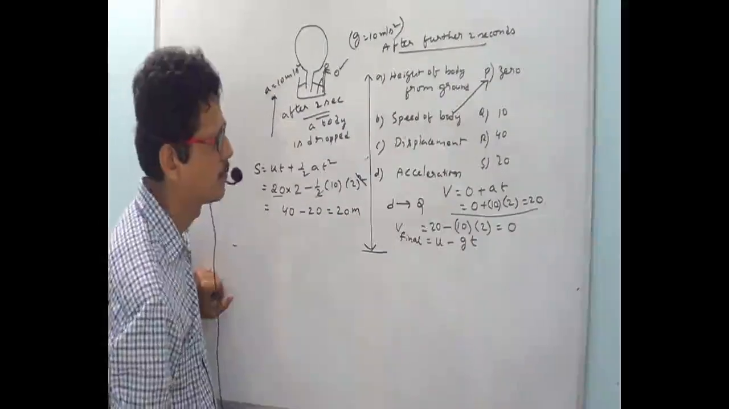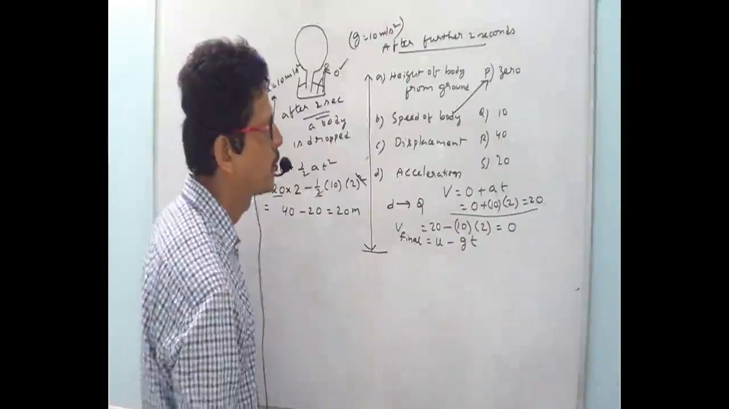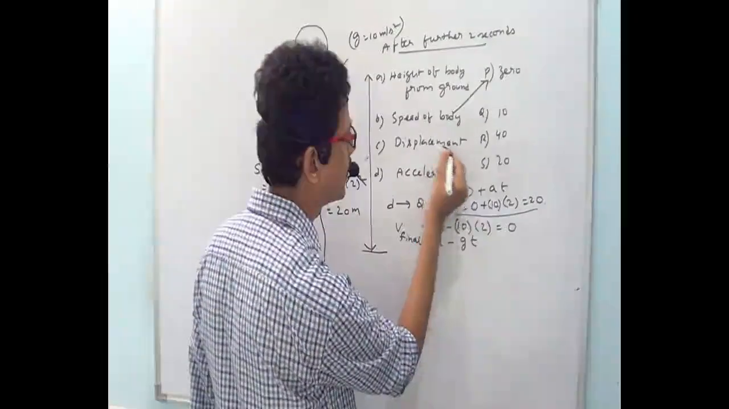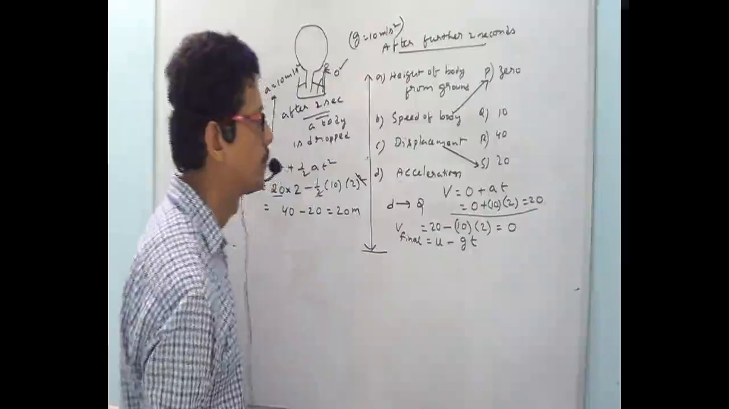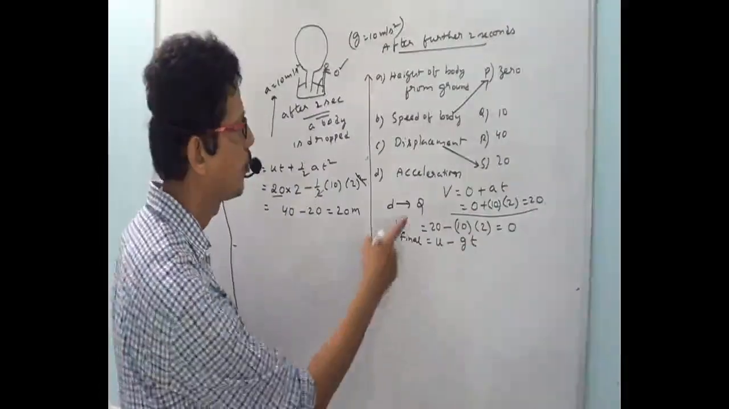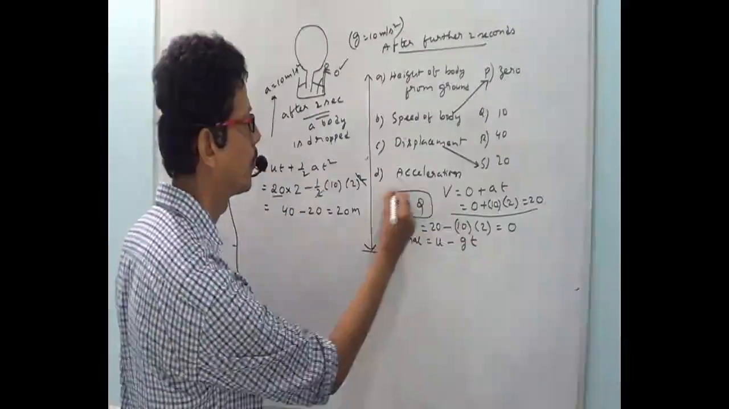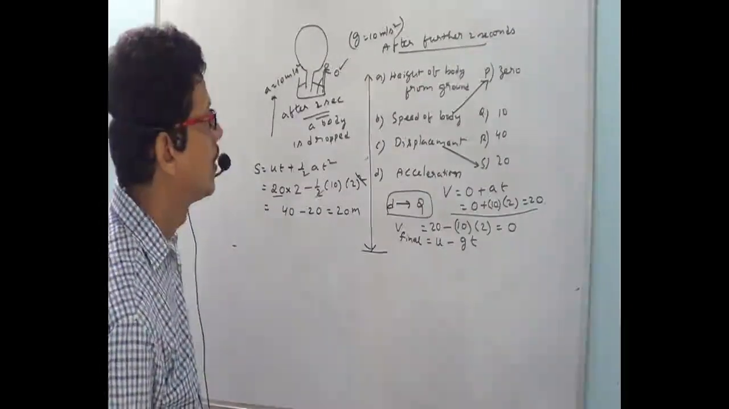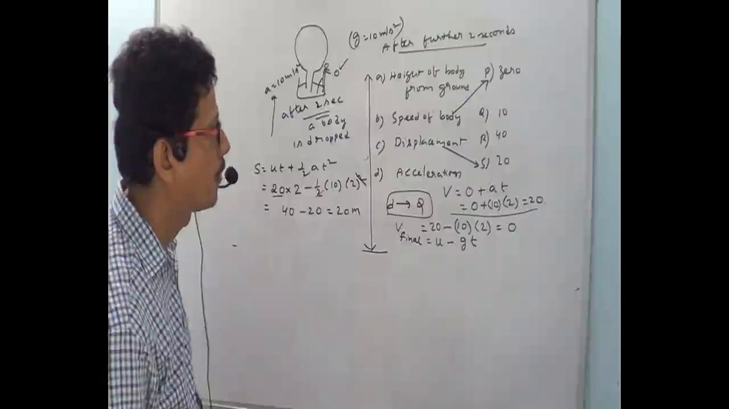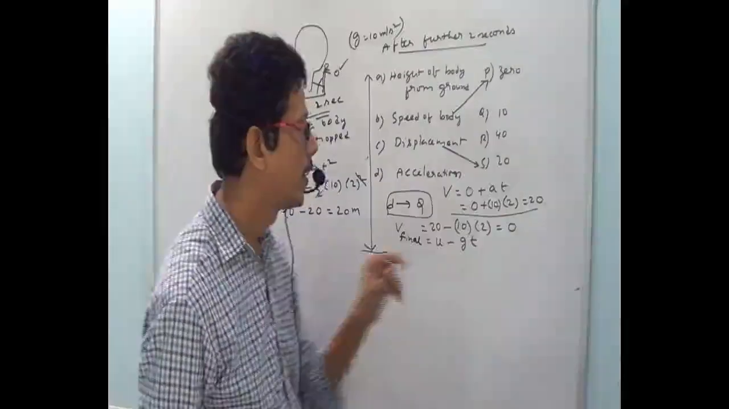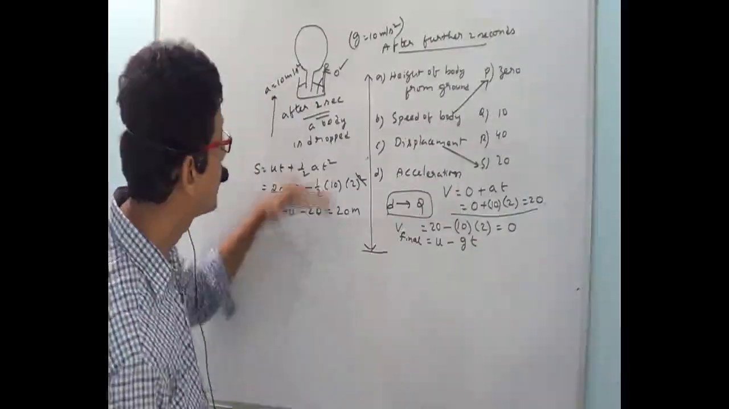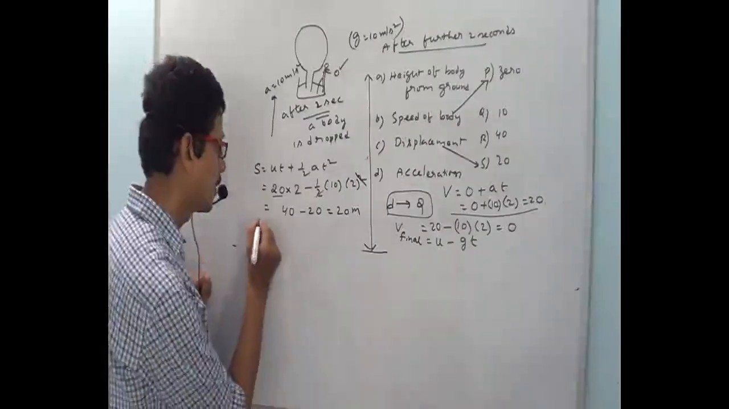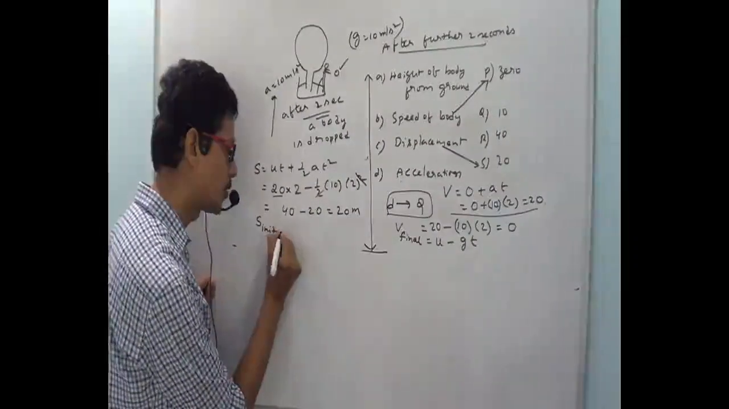Displacement is 20 meters. C corresponds to S. Okay. Already we said about D. D corresponds to Q. And what is height? Height may be 40. We will check. What is the initial displacement of the balloon? Initial displacement of the balloon is how much?